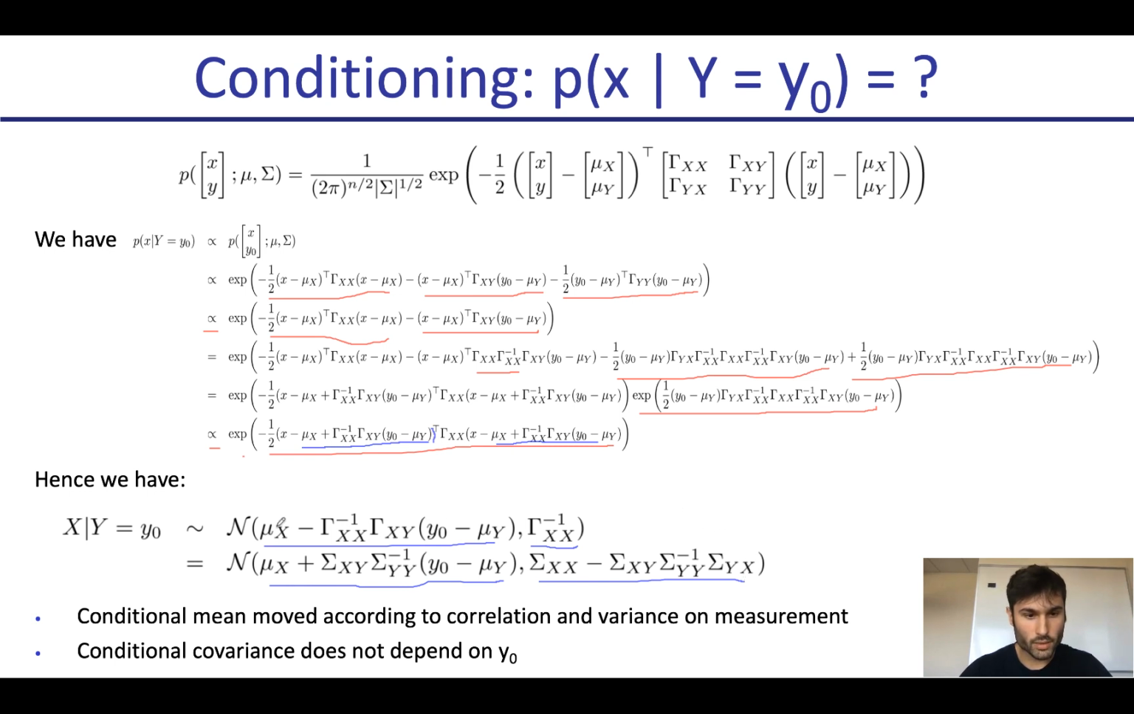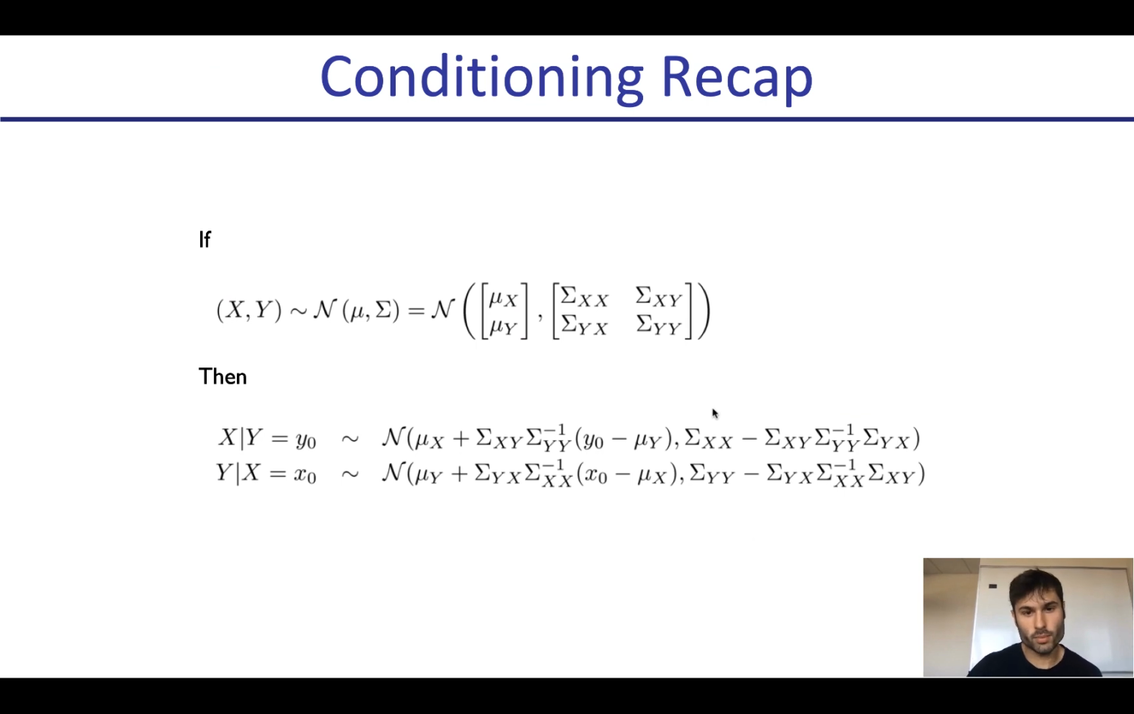We see that the way the mean moves is that we have this sort of error term, or deviation term, which is how far y0 is with respect to the mean, and this is the correlation between x and y. Essentially we also see that when you condition on y being equal to y0, you reduce the uncertainty, or the variance, of the system, because from this covariance of x we're subtracting this term that is positive. This is just a recap of the formulas that we just found, in case you want to access them more easily later.